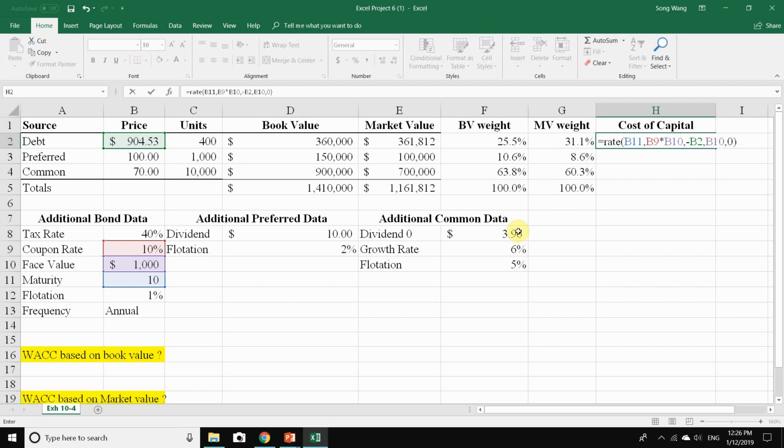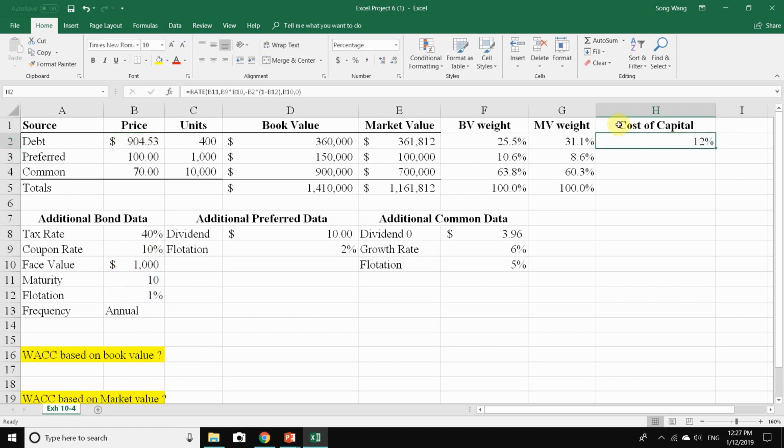There is one thing you need to notice: there's a flotation cost. The flotation cost is the percentage that the investment banks charge the company to sell the bonds, stocks, or any securities. For this price, investors buy from the market. Each investor buying this corporate bond will pay 904. But the company does not receive 904. They will receive 99% of the 904, so you use this full price times 1 minus this 1% flotation cost. The investment bank, or the middleman, gets 1% of the full price as the commission, the service fee to sell the corporate bond. After that you hit enter, and 12% is the yield to maturity of this bond.